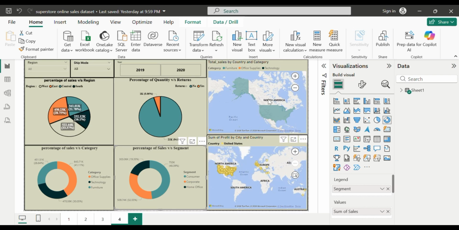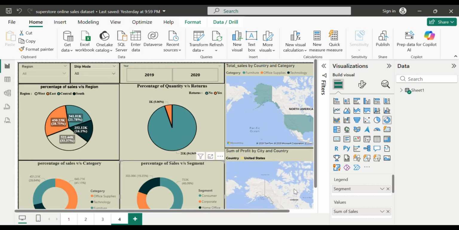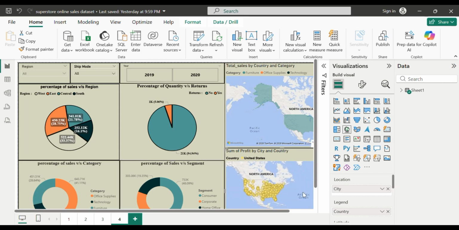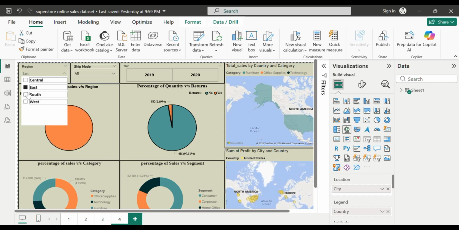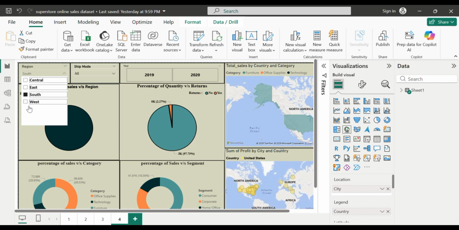This is mostly the United States. Then the furniture categories. This is North America, which has the most sales. Just see North America, Europe. Europe sales are showing more. East, Central, East, South, West.